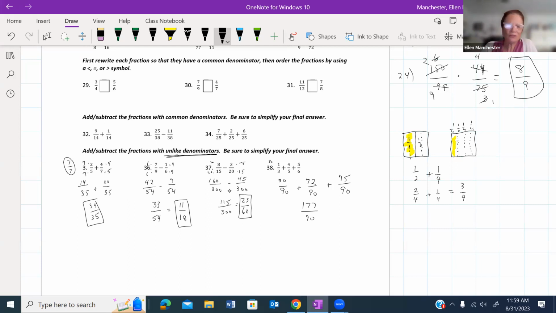Okay, and then this one, this 177 over 90, 3 goes into 90, and look, 7 and 7 is 14, plus 1 is 15. So 177 can be divided by 3. So always, always, always check. Use the sum of the digits. So 3 goes into 177 59 times, 3 goes into 90 30 times. And then I am good to go. I just have an improper fraction.